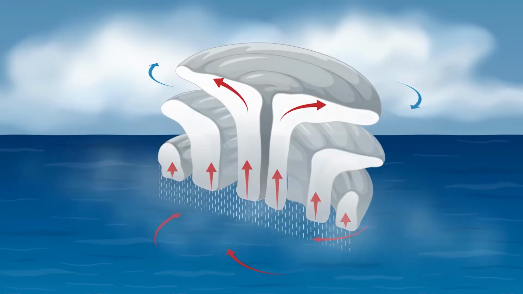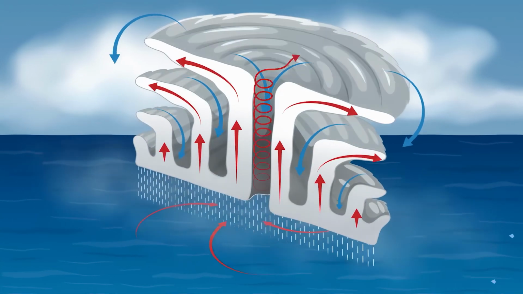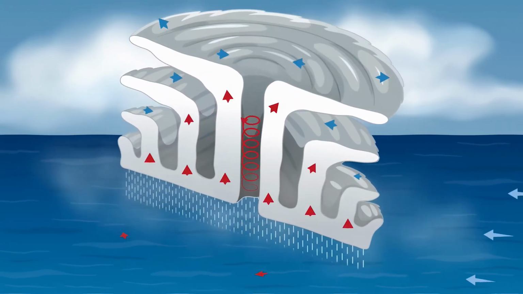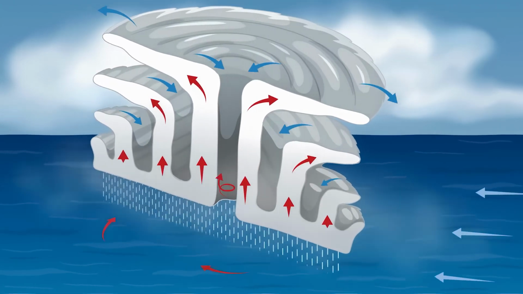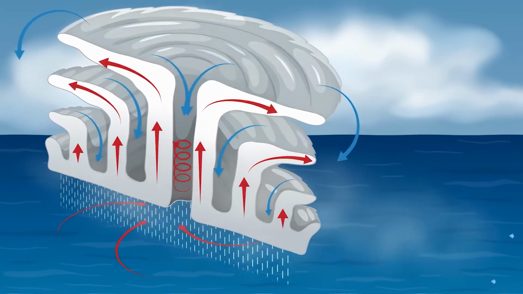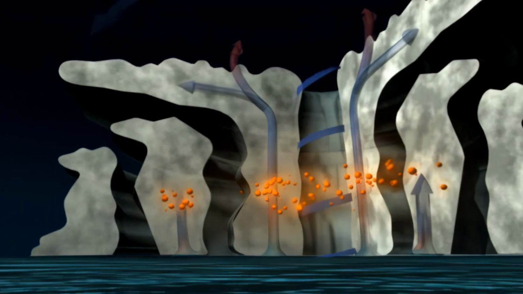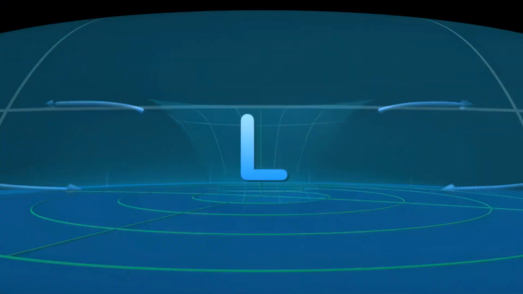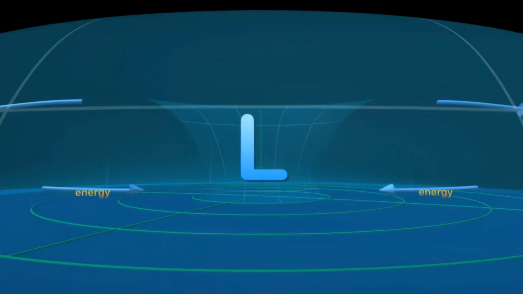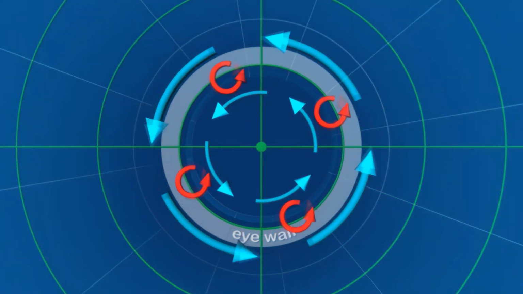This disturbance starts to organize, drawing in warm, moist air from the ocean surface. As this air rises, it cools and condenses, forming clouds and releasing heat. This heat is like rocket fuel for our developing storm. It causes the air pressure at the center to drop even further, which in turn causes more air to rush in. And thanks to our friend the Coriolis effect, all this inflowing air starts to spin.